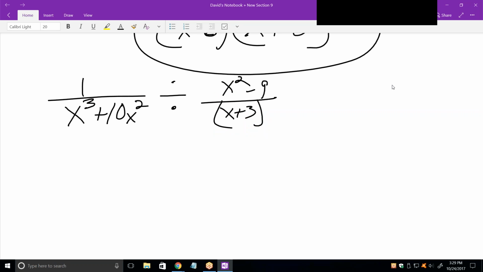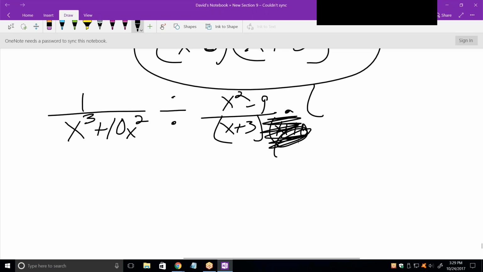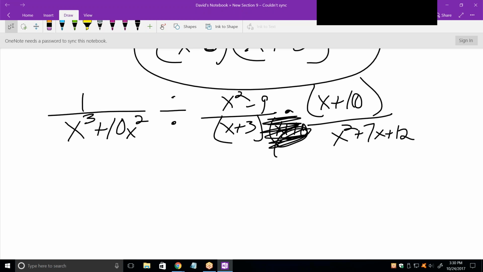Multiplied by what? Oh no, it's like a new fraction for x plus 10. Up here? So then multiplied by x plus 10 over x squared plus 7x plus 12.